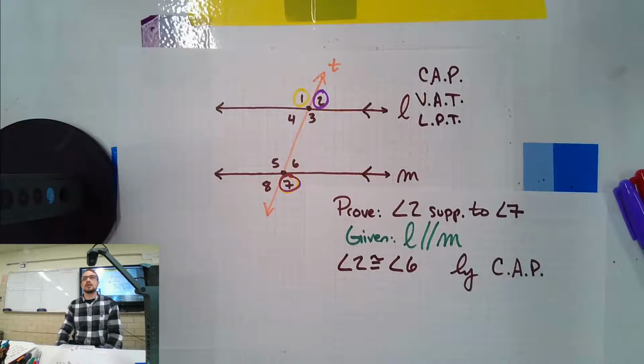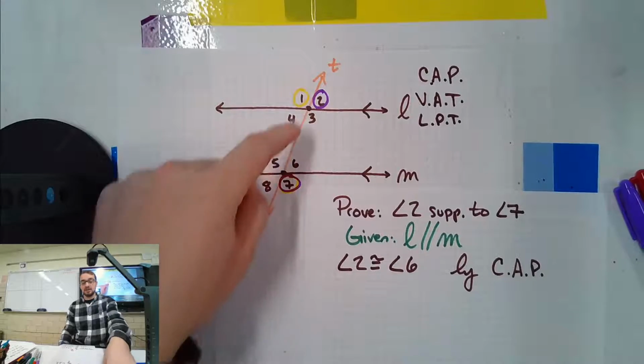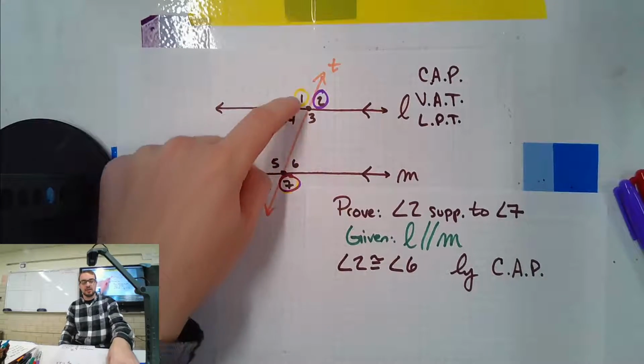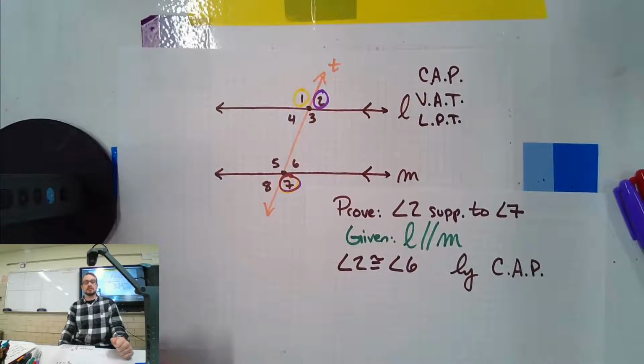All right, so 2 and 8 supplementary? Nope, sorry, they're not a linear pair. Linear pairs have to be on the same line, and there only has to be 2 of them. 2 and 8 are on the same line because they're on the transversal, but look how many angles are on that line. That's not a linear pair. That's like a collinear. I can't say that word.